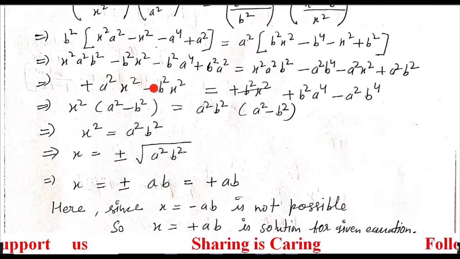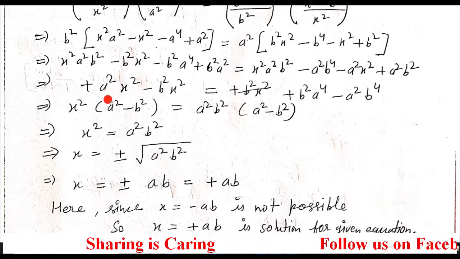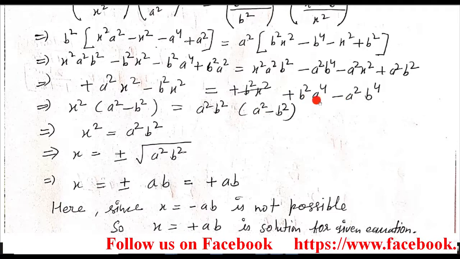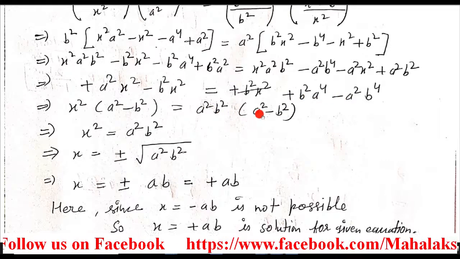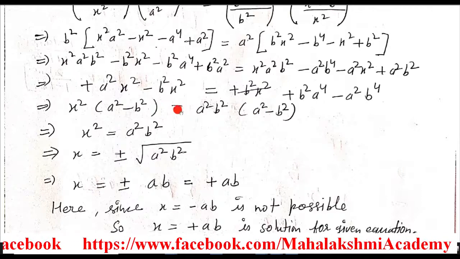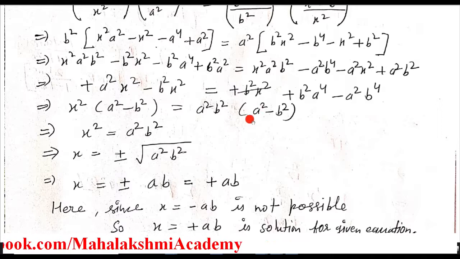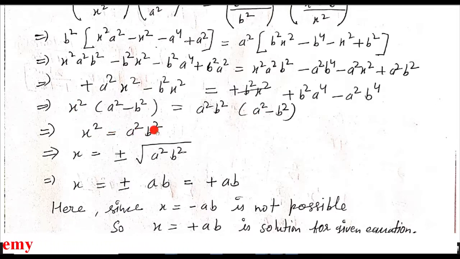Now take x square common, so you will get here a square minus b square. Now from these two, whatever like term, that is a square b square, take common, so you remain with a square b square. Observe both the sides carefully, you will find the brackets are same, so they will cancel each other. So we are remained with x square equal to a square b square.